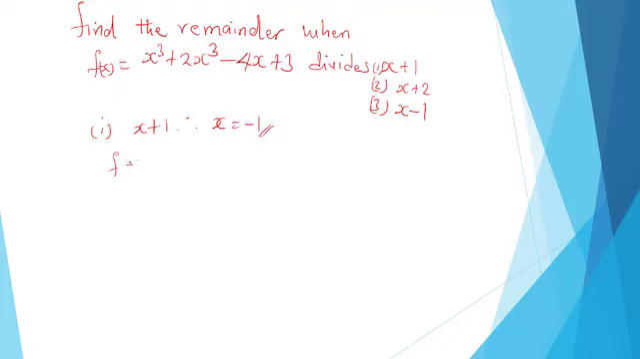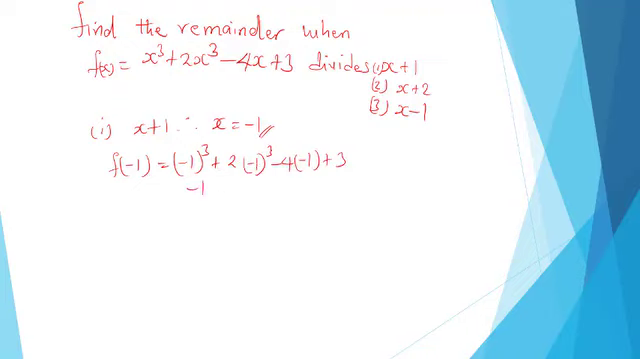So let's deal with x equals minus 1, which is minus 1 raised to the power 3, plus 2 times minus 1 raised to the power 3, minus 4 times minus 1, plus 3. So we go further. Minus 1 raised to the power 3 is minus 1.